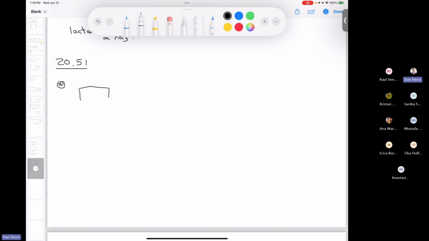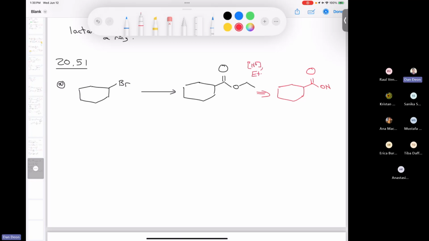And so with the first one, what we're trying to do is take this compound. This is just bromocyclohexane, and then we're going to try to make this ethyl ester from it. So I think the best way to do this would be a Fischer esterification. If we had the cyclohexane carboxylic acid, meaning if we had this compound, then we can just do a Fischer esterification with a catalytic amount of acid, ethanol, and then of course the removal of water, and that's going to give us our final product.